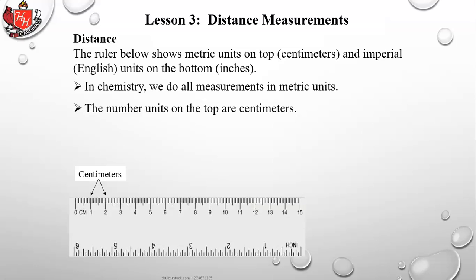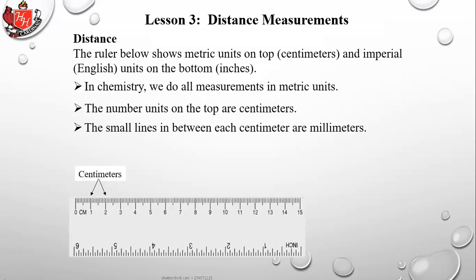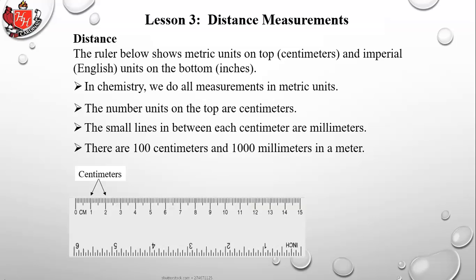The numbered units on the top are centimeters. The small lines in between each centimeter are millimeters, 1/1000th of a meter. There's 1,000 of them in a meter. There are 100 centimeters and 1,000 millimeters in a meter.